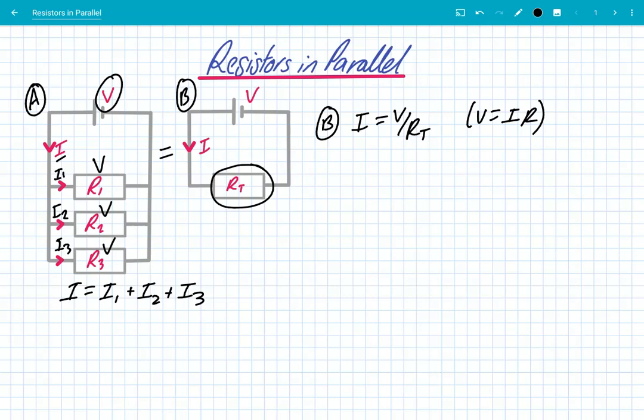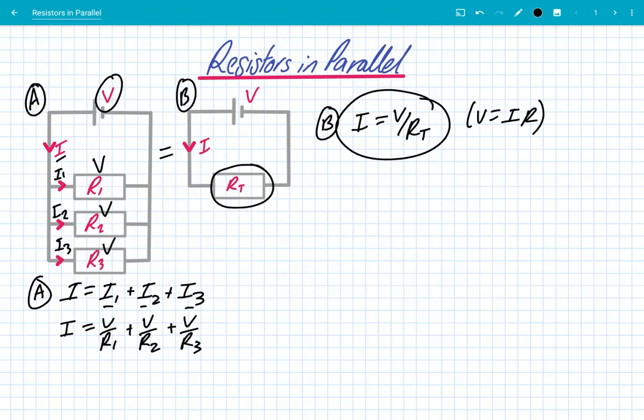Now let's have a look back over here in circuit A. If I is equal to I1 plus I2 plus I3, and we know that I is V over R, we can say that I is equal to V over R1 plus V over R2 plus V over R3. But we already know that I is equal to V over RT, so I can substitute that in for here. So we get V over RT is equal to V over R1 plus V over R2 plus V over R3.